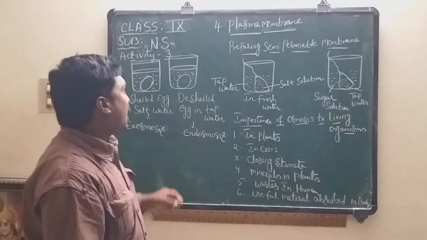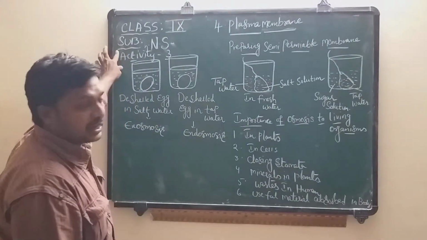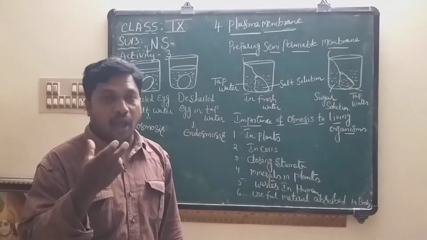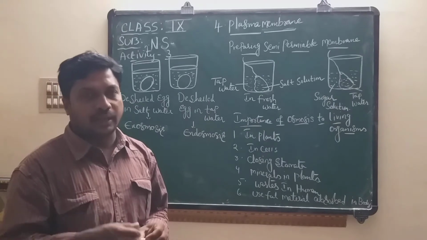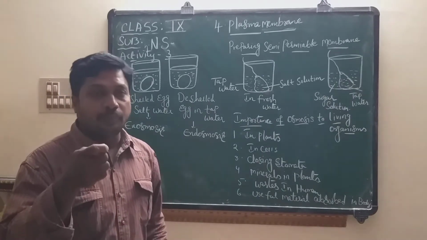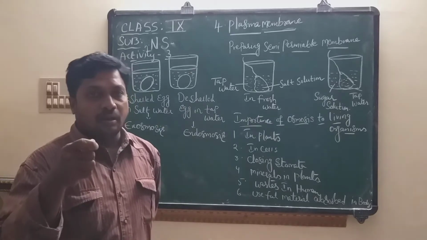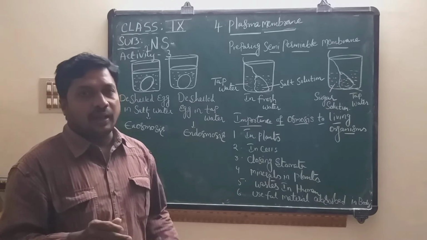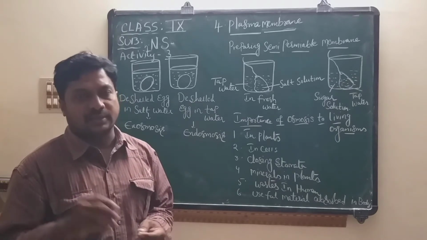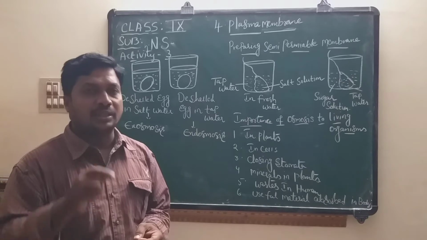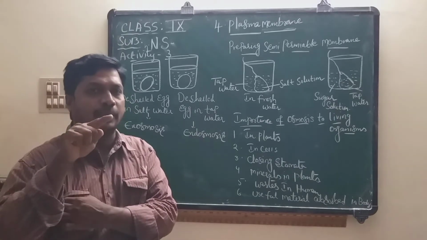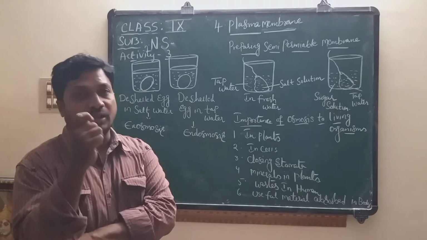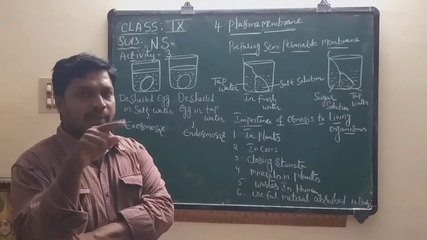In this class, I will explain the third activity related to osmosis. For this you require a raw egg, and you have to keep the raw egg in dilute hydrochloric acid or toilet cleaner. Leave the beaker for 4 to 5 hours. After that, if you observe, the egg layer, which is made up of CaCO3, calcium carbonate, will be dissolved and the egg will come out.